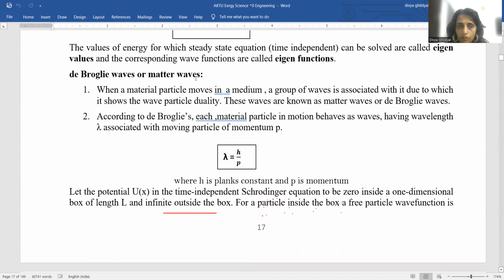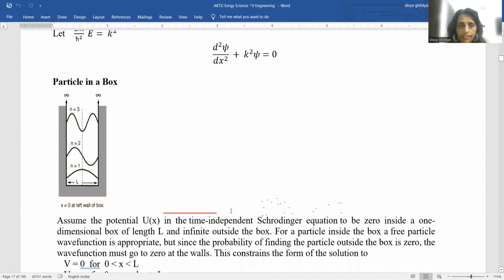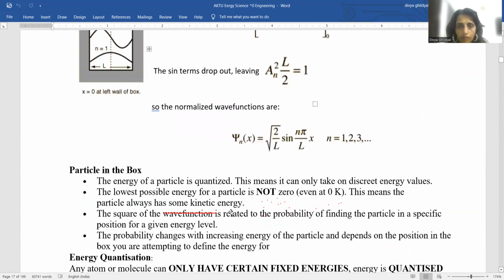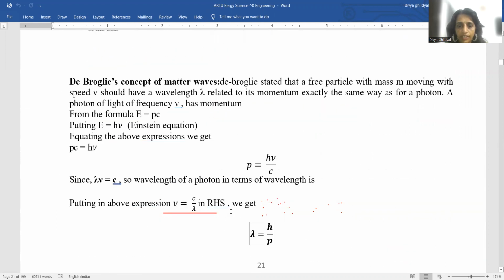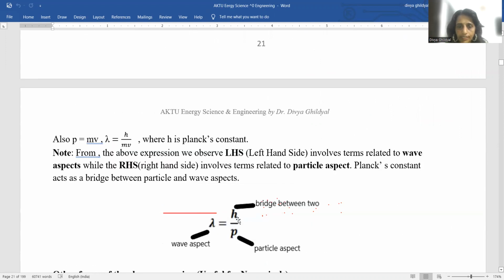So de Broglie waves or matter waves are given by lambda equal to h upon p, and this condition is there in your syllabus of particle in a one-dimensional box. So first I will derive these equations in a very easy manner for you. See, in this equation lambda equal to h upon p, lambda shows the wave aspect of the matter wave. h is a constant known as Planck's constant, and p shows the particle aspect of my matter wave. You can write like this in your exam.